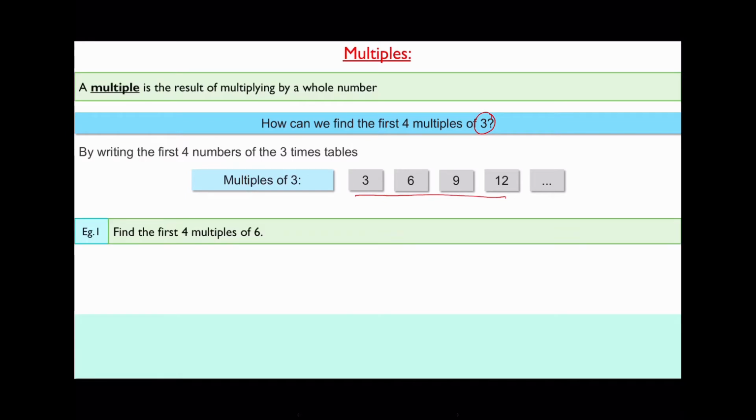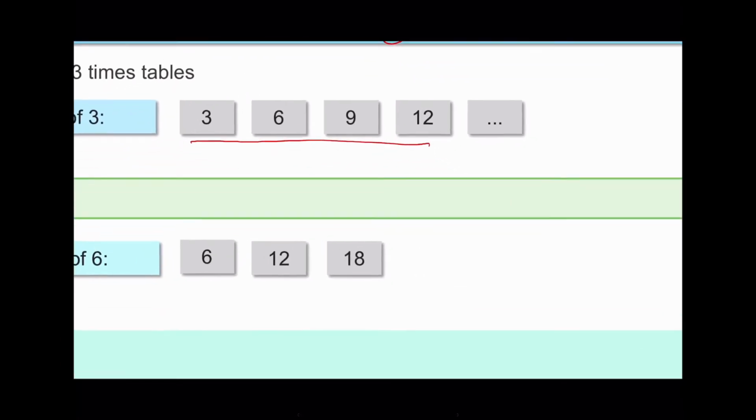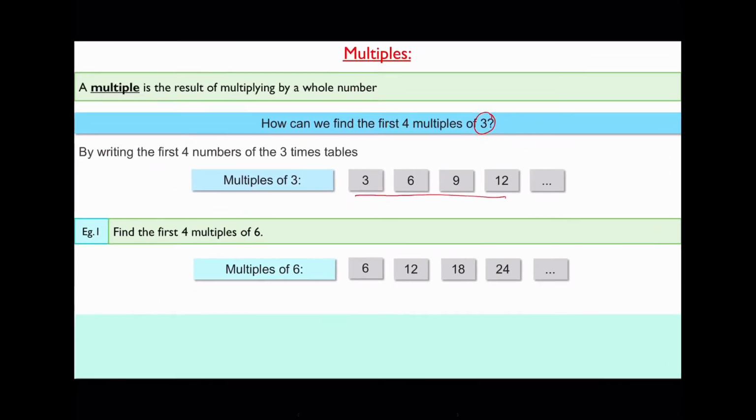I've got another example over here. It says find the first 4 multiples of 6. Again, you just go 6 times 1, 6 times 2, 6 times 3, and 6 times 4. If you do that, this should be your answer.